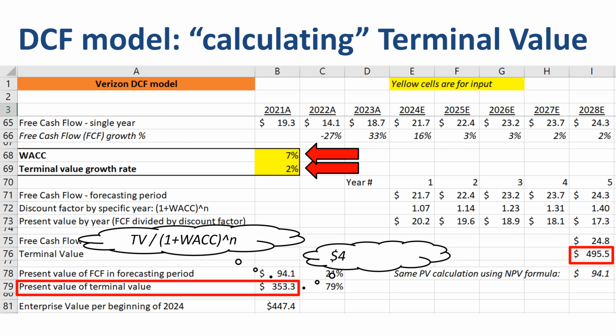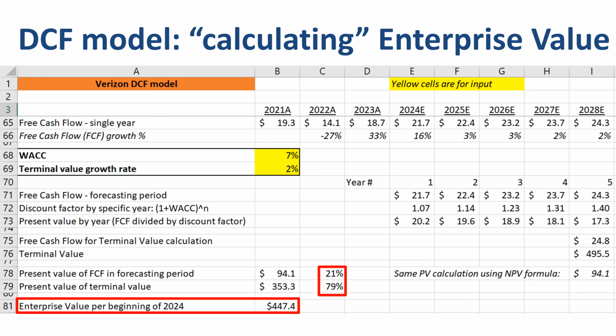$495.5 billion divided by 1.4 equals $353 billion. Now we can add up the present value of the free cash flows in the 5-year forecasting period and the present value of the terminal value. This leads to an estimated enterprise value of $447 billion.